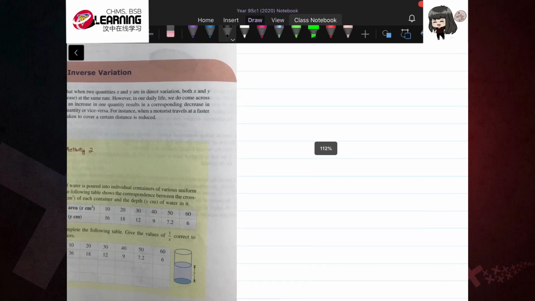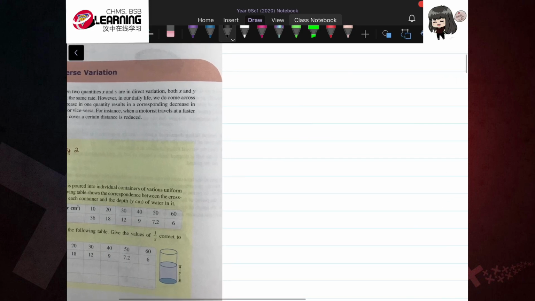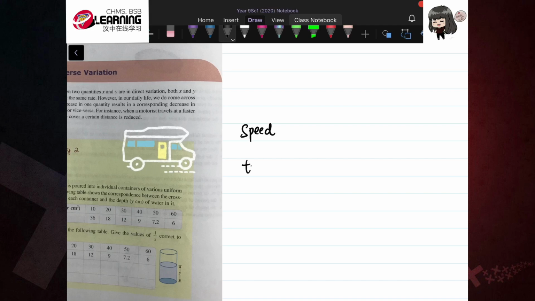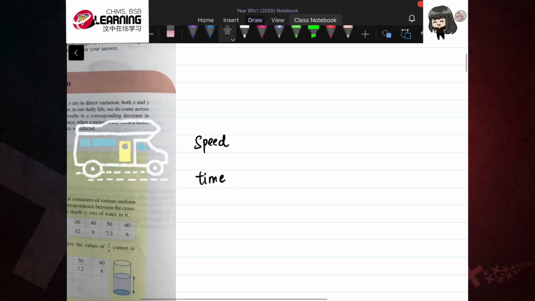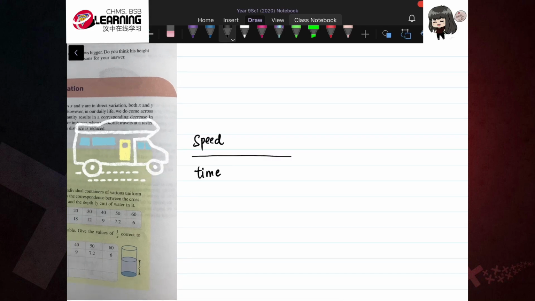Okay, so let's say we have the speed of a vehicle, let's say a bus, and also the time. Let's say you are traveling from Chonghua to Gadong using a bus. Of course your bus will have a speed, and of course you will have time consumed traveling from Chonghua to Gadong, right?